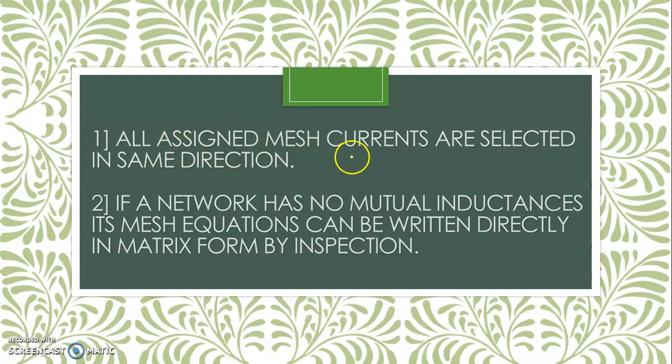All assigned mesh currents are selected in same direction. This point is very important. Second point, if a network has no mutual inductances, its mesh equations can be written directly in matrix form by inspection. Instead of matrix form, I'll be forming an expression by inspection. Then that particular expression can be represented in matrix form. Okay, so please remember that.